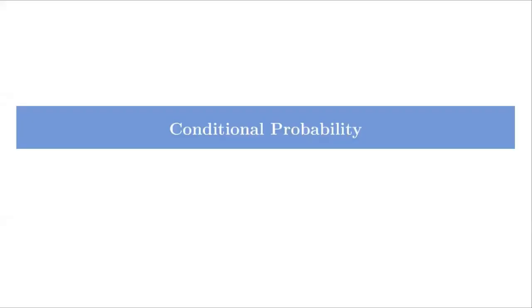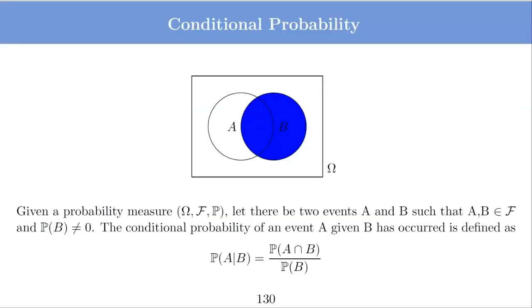We will now talk about conditional probability. So in this case, assume we have a probability measure, which means we are given a sample space, a sigma algebra F, and a probability measure P. Then suppose there are two events A and B. When I say events, both need to be in F, the sigma algebra, and they are both subsets of omega. This will ensure the probability is defined on these events.